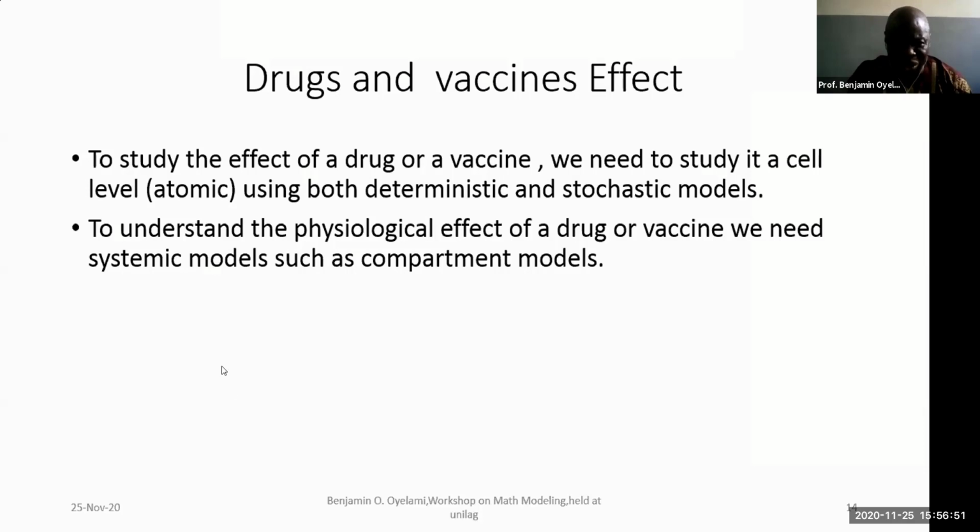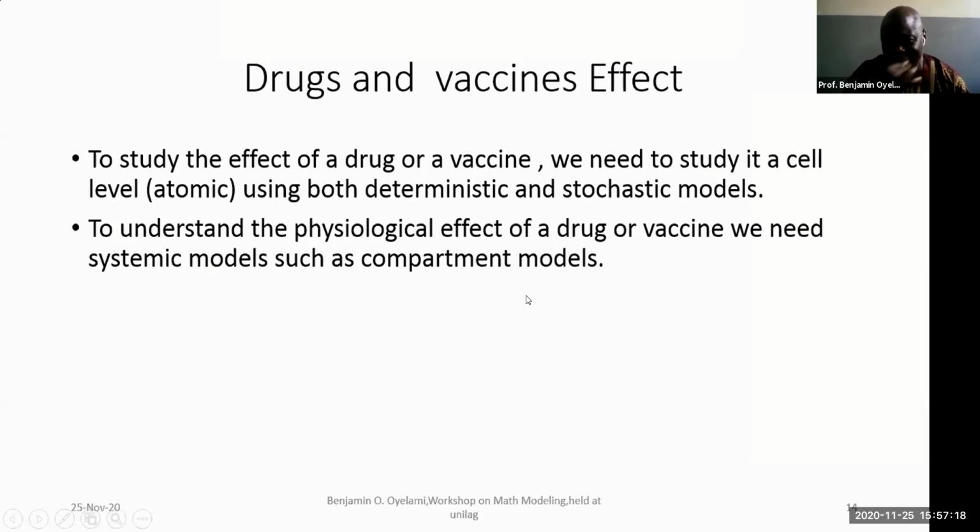You can also study the physiology of the effect of drugs. Physiology simply means how it works in the body, the overall, how does it work, that of a drug or vaccine. So in that case, we talk about a systemic model. You are modeling the system as a whole. And in that case, we'll be talking about the use of a compartmentalization model.